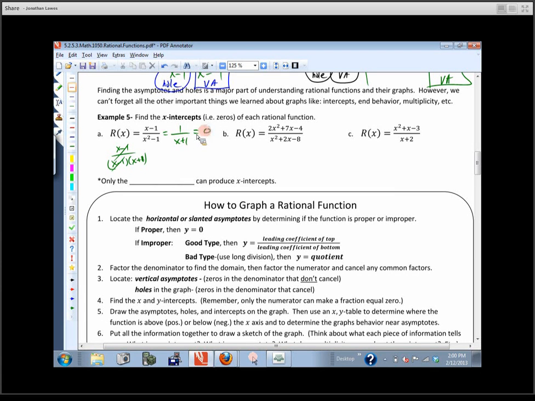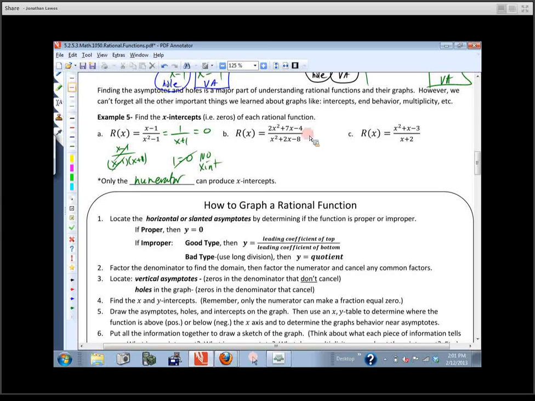Now, when we say we're going to set this equal to 0, what's the only thing, as Parker said, that can make this fraction equal to 0? Just the numerator. So does 1 ever equal 0? Because that doesn't have any answers, we'd say no x-intercepts. So only the numerator can produce x-intercepts. That's the only part you have to worry about. But you do want to use the simplified form. If you can cancel something off, you'd want to use that simplified form.